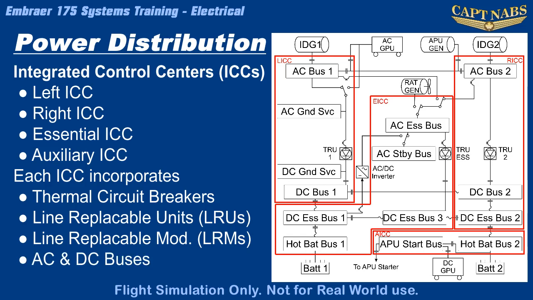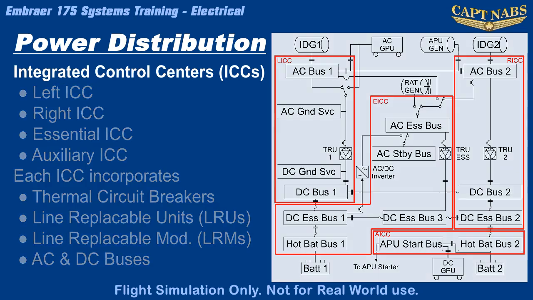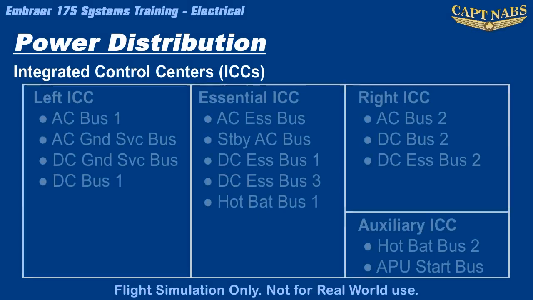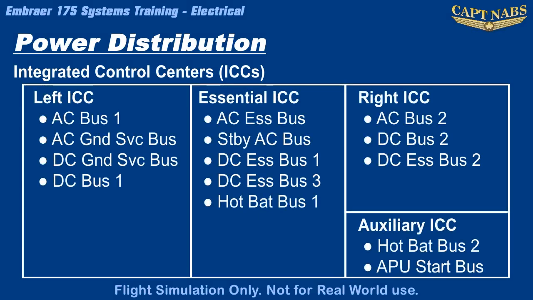The design of these ICCs, and especially the LRUs and LRMs, allows for quick replacement of worn or broken components to ensure the aircraft can be quickly returned to service. Each ICC contains specific buses as indicated in the list on the screen.